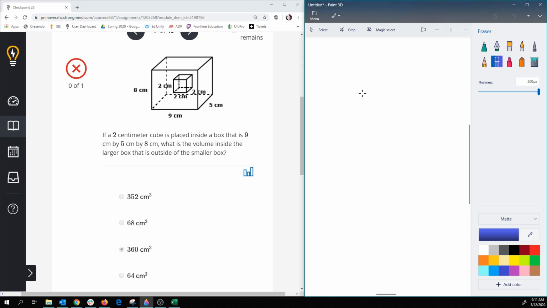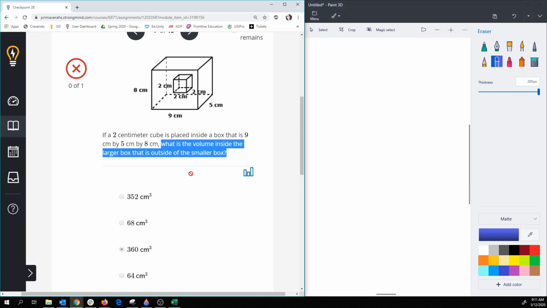All right, next one here, this is number 4. So here we have this box and we have a cube inside of a box, we want to know what is the volume inside of the larger box and outside of the smaller box. So what we would want to do is find the volume of both and then subtract them, right? If I find the volume of this big box, that includes that tiny cube that's in the middle. And then if I find the volume of that cube and subtract it, it's almost like I'm taking that cube out and I have all this area around it.